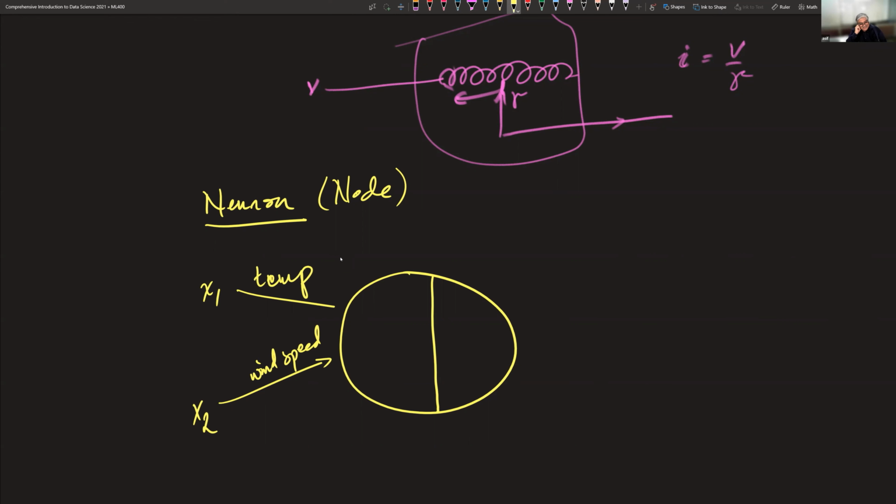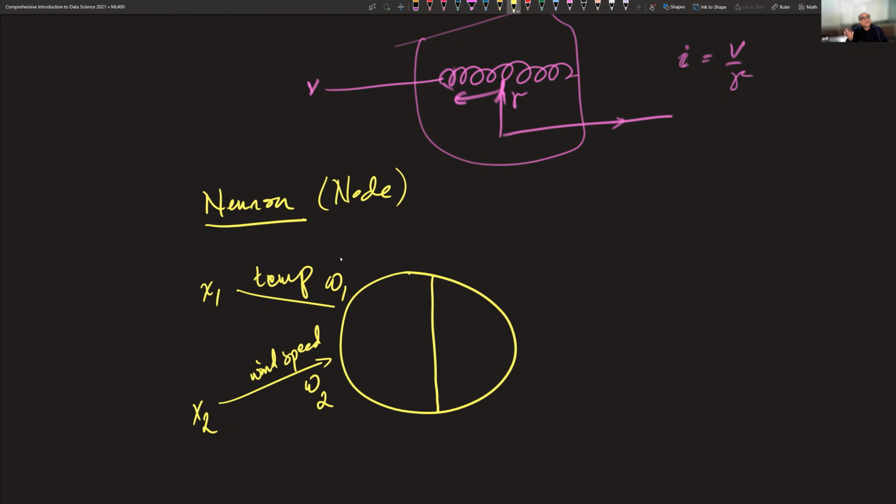So you would say, how much does temperature matter? How sensitive is the sale of ice cream to temperature? And how sensitive is it to change in wind? You would agree that these would be different things. The sensitivity to temperature would be a parameter, let's call it W1. The sensitivity to wind would be a parameter called W2, let's say.